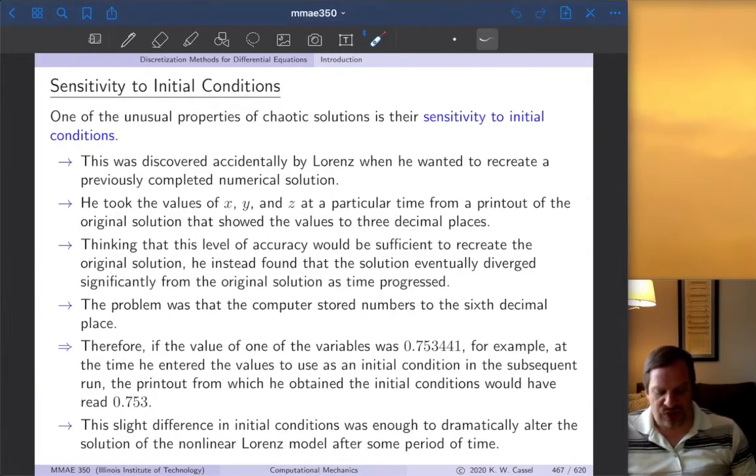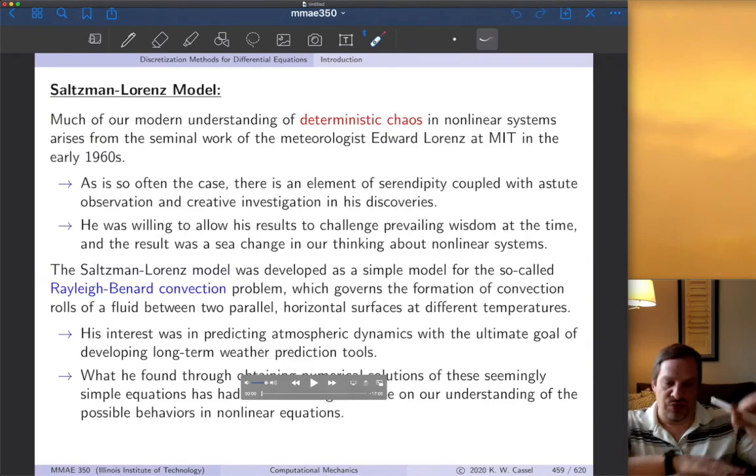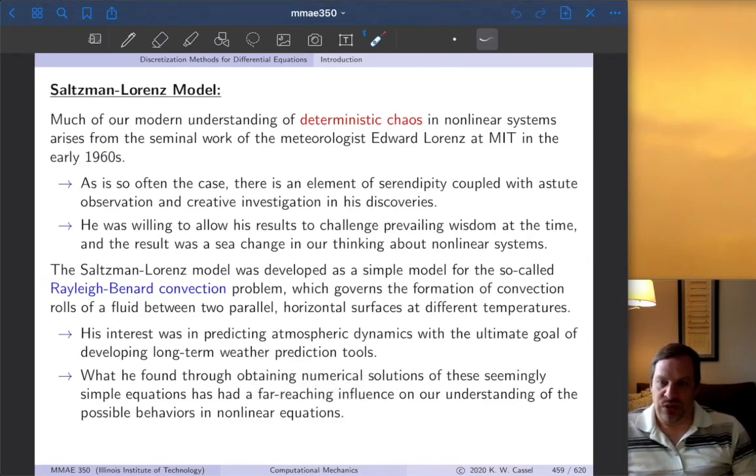The computer was using 6-digit math. So a number that, for example, might have been 0.753441 in the computer, he was only printing out 3 significant figures. So that would have been printed out as 0.753. He put in 0.753 as the initial condition, thinking that's close enough to the actual number that it should give me the same solution. But then it didn't. It went on for some period of time, tracking very closely with the previous solution. And then after a long period of time, they diverged tremendously.